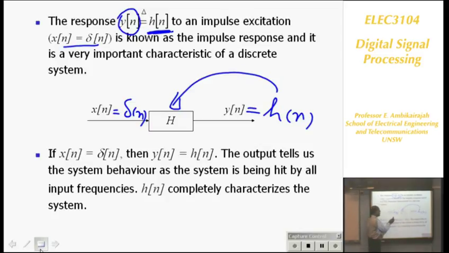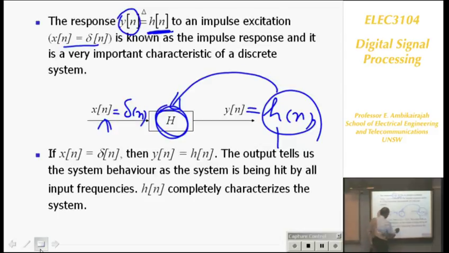So give an impulse. If you don't know anything about the system, give an impulse at the input, look at the output, and write an equation for the output. That becomes the impulse response of the system. That is the system response, and Hn completely characterizes the system.